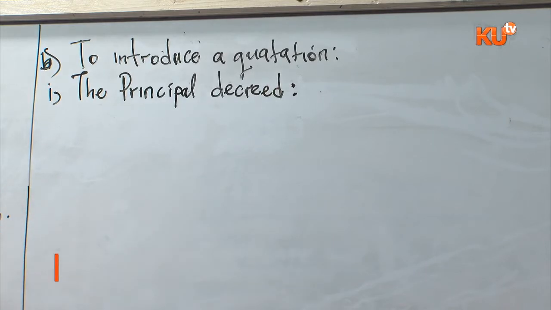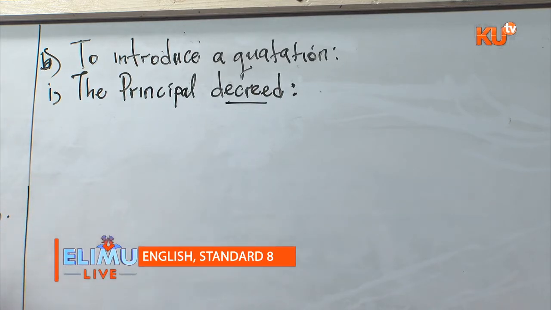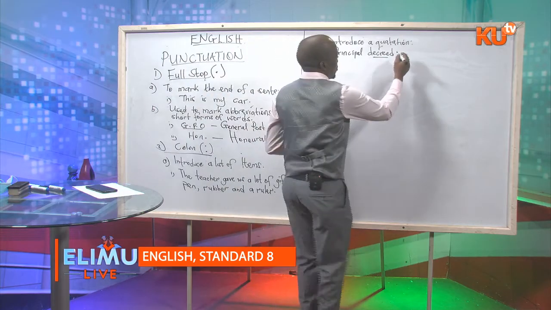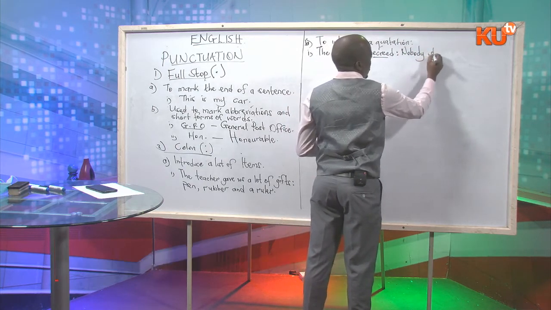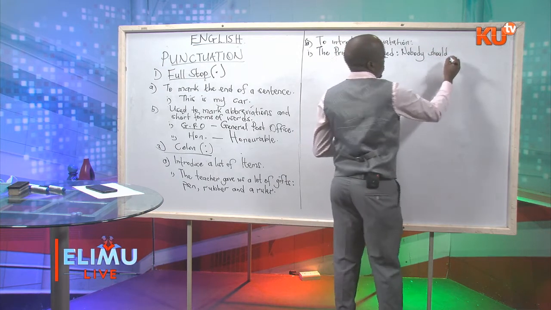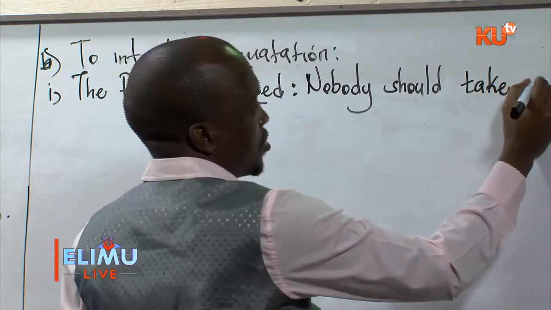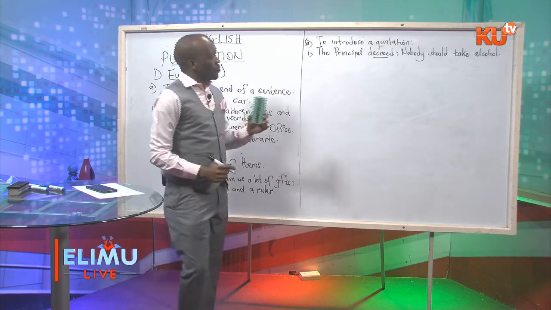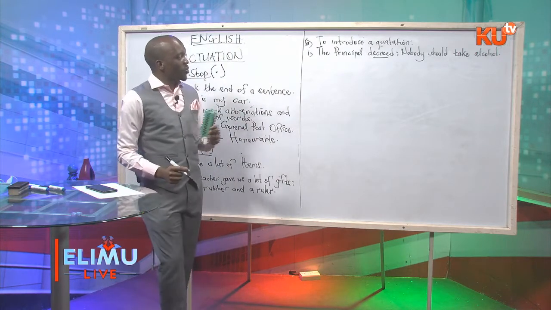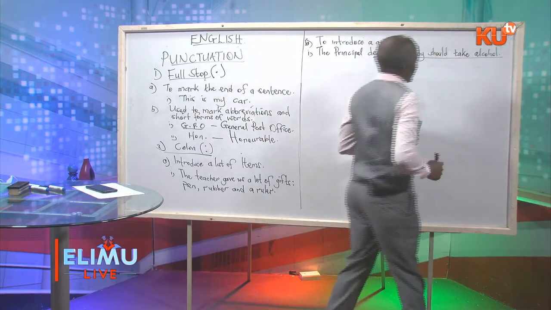The principal decreed. The word decreed here means ordered. So we want to look at the quotation, the words that were said by the principal. The principal decreed nobody should take alcohol. These are the quotation, the words that were spoken by the principal.